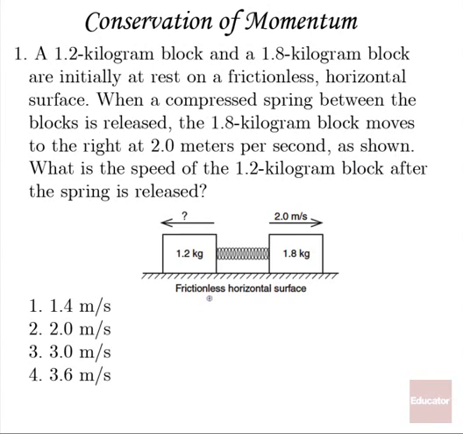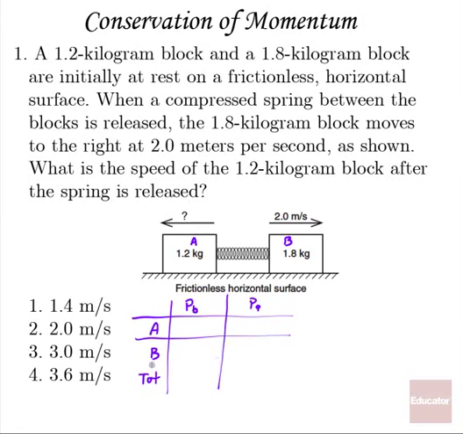Well, the way I like to solve these is with momentum tables. So let's call this block A and that one block B. As we list our objects, we've got A, B, and our total momentum. Up here we'll have our initial momentum, momentum before the collision or event, and momentum after. Initially, they're both at rest. So the initial momentum for A and B is 0, so the total is 0.